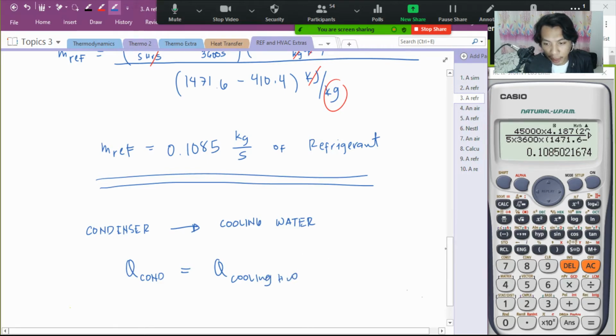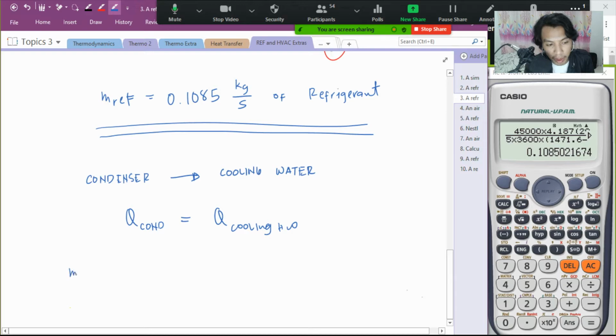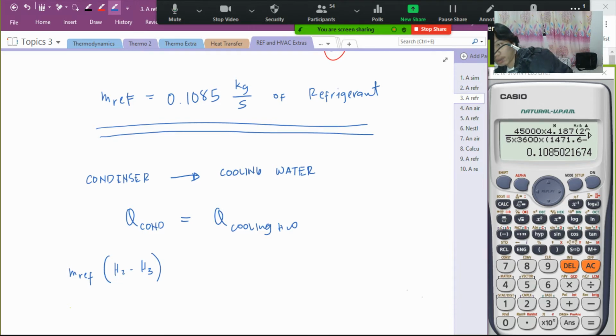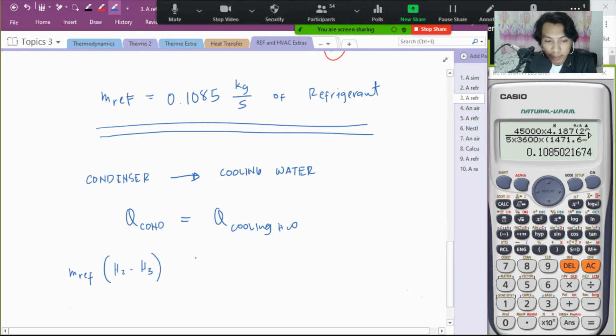Oh, panibago na naman. So, meron kang mass ng refrigerant. Ano ba ipapasok sa condenser mo? H2 minus H3. 'Di ba? Pero yung H3 mo, that is equal to H4. Kasi yung H3 to H4, pag simple vapor, that is throttling, constant enthalpy. Ngayon ang mangyayari, i-absorb naman nung ganyang init.